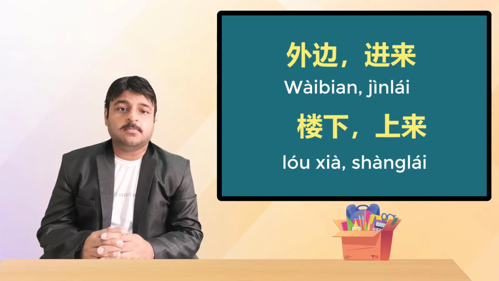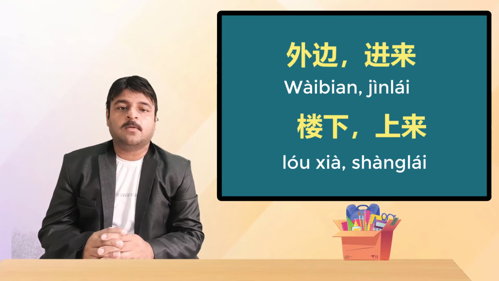Lou xia shang lai. Lou xia is from below the building. Shang lai, came up, which means the speaker is up in the building and Ding Wen came running from downside to upside of the building where the speaker is.